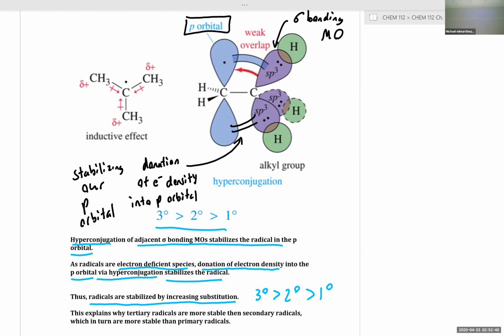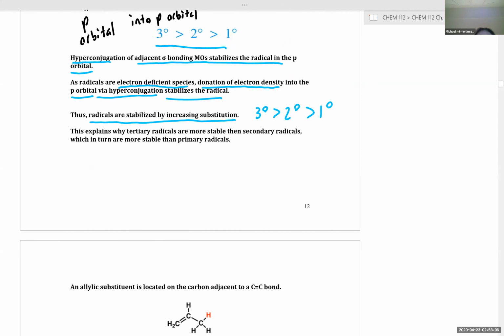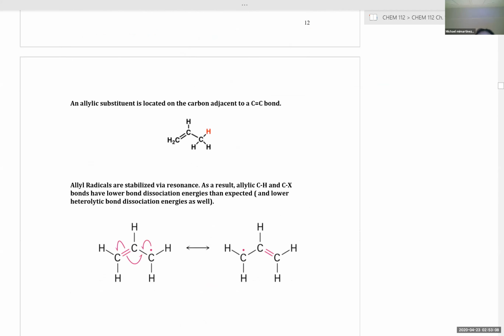Not necessarily. As long as there is an adjacent sigma bond, it's able to stabilize our p orbital via hyperconjugation. Okay, so this explains our stability trend for radicals.